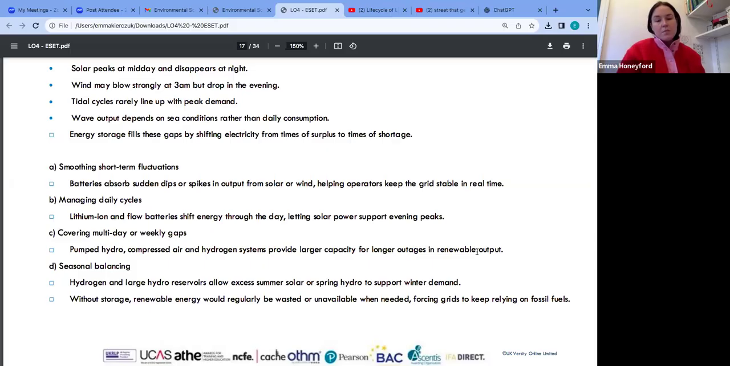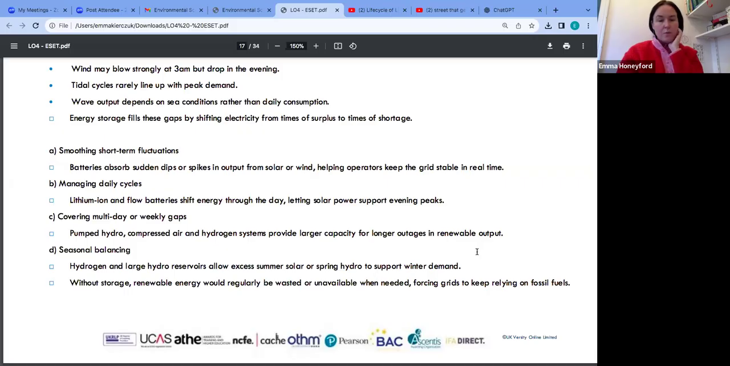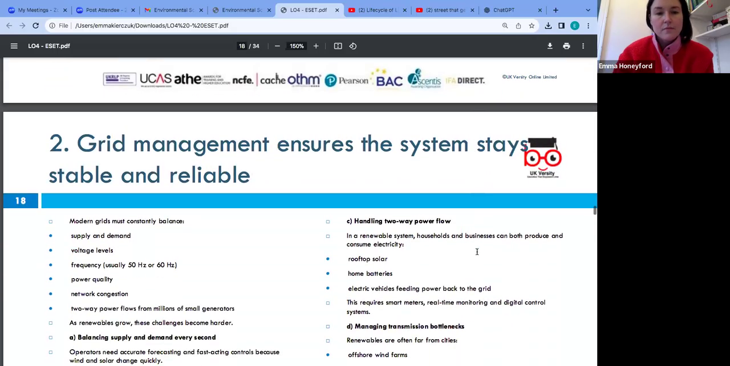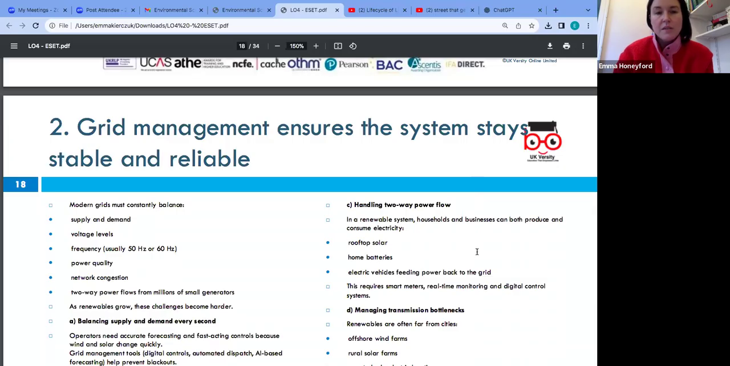In the UK we look towards the reservoirs to allow excess summer solar or spring hydro to support winter demand. So we do use that a lot in the UK. Without storage, renewable energy would regularly be wasted or unavailable when needed, forcing grids to keep relying on fossil fuels. And we don't want that. We want to move away from that. So we need to understand how we balance the seasonal change of renewable energy. Grid management ensures the system stays stable and reliable.